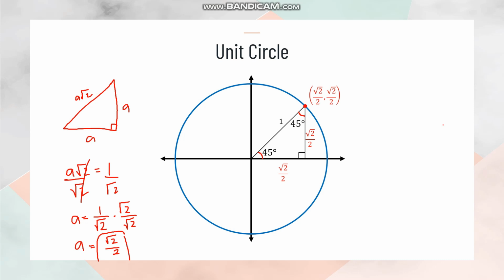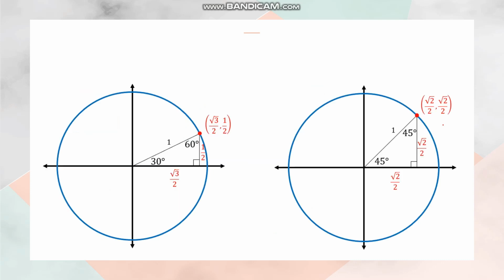Now, you can do this for the rest of the angles in the unit circle, and you will get the coordinates. So again, we're able to get the coordinates of the point given that the angle is 30 degrees and also given that the angle is 45 degrees. So that's how you identify the coordinates of the points in the unit circle.